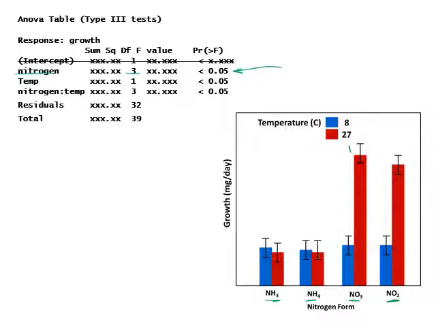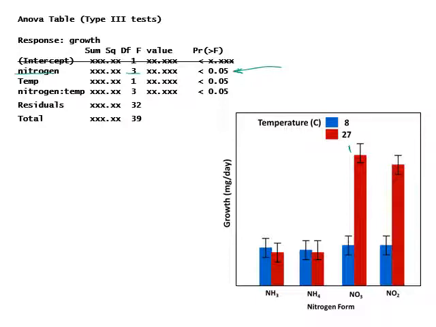If you look at the effect of temperature, in the first 2 nitrogen groups, NH3 and NH4, there's clearly no effect of temperature. The plants grew the same at each temperature, but in the NO3 group, the plants at 27 degrees grew much better, and in the NO2 group, the plants at 27 degrees grew much better.